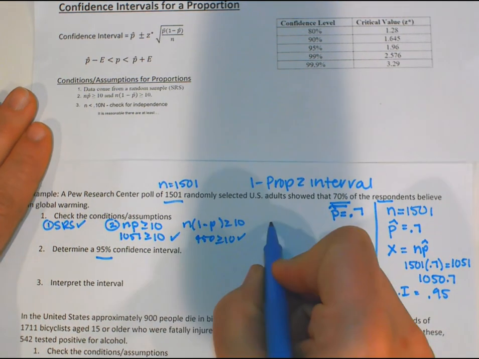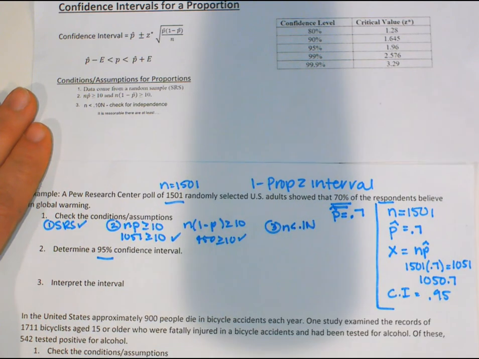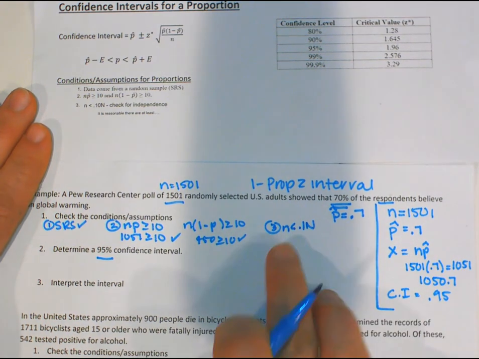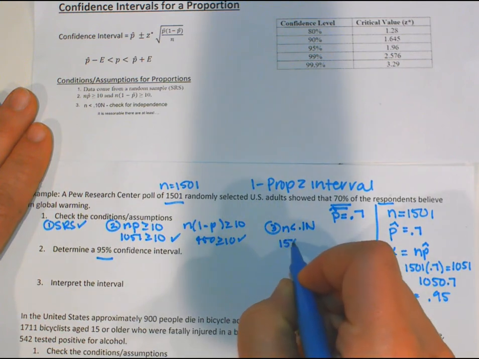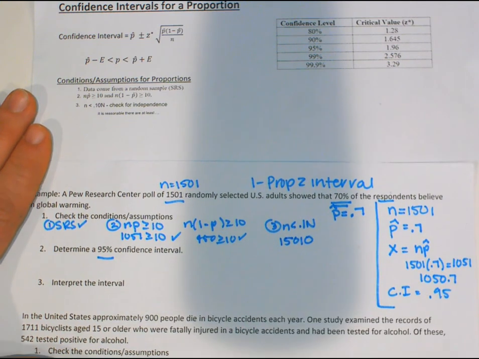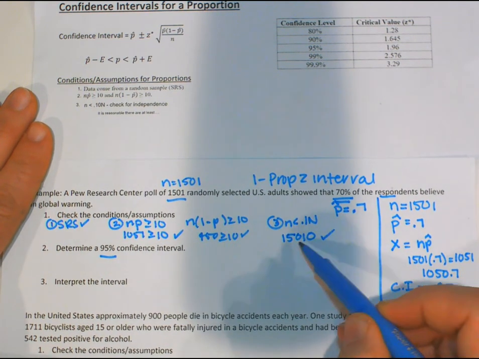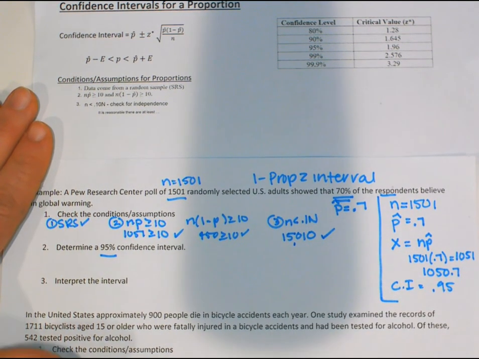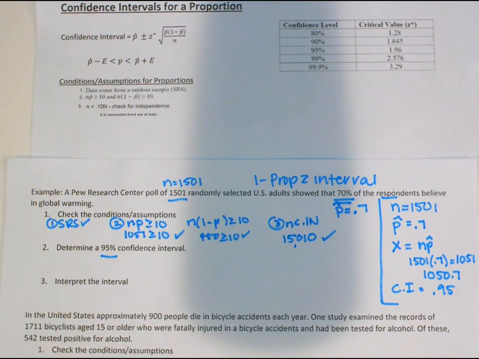And then our last condition is that our n size is a reasonable n size for our population. So what I do in this problem is I just take my n value and I add a 0 to it. I then ask myself, is it reasonable to assume that there are 15,000 adults that could have been in this study? Yes, there's definitely more than 15,000 adults in the US that I could have asked to be a part of this study. So we can go ahead and check that off.